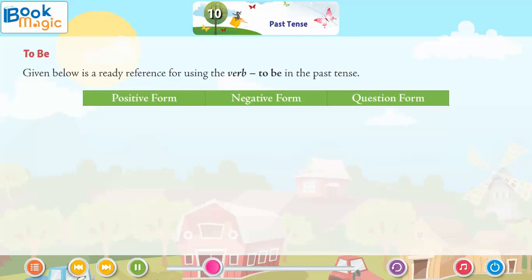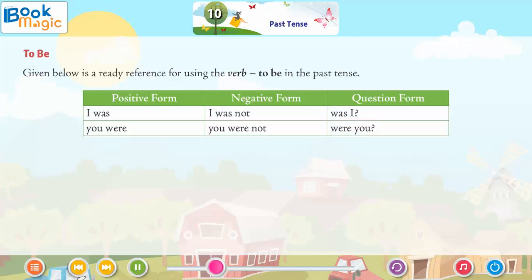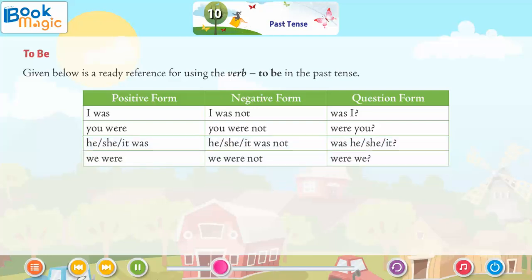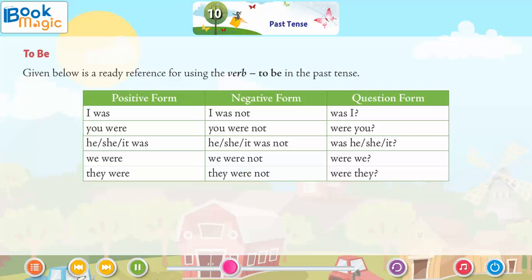Positive form, negative form, question form. I was, I was not, was I? You were, you were not, were you? He, she, it was. He, she, it was not. Was he, she, it? We were, we were not, were we? They were, they were not, were they? Note that short forms can also be used with this verb.